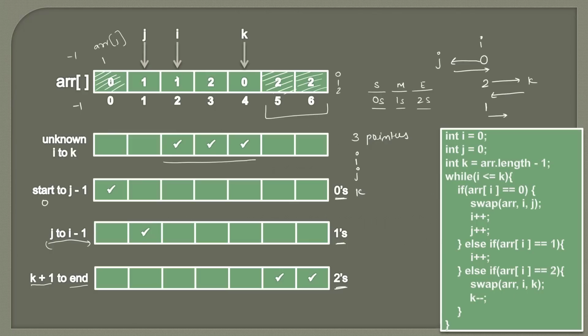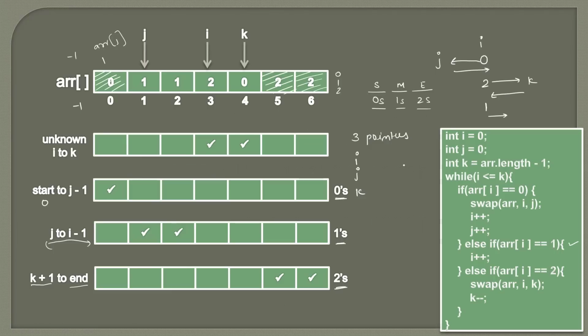So now in this iteration, array of I is 1, which is this condition, so we simply move I ahead. I comes here, this element is known because 1 should be in the middle, so this thing will go away because unknown is from I to k, and I to k is this range. This element is known, we have to put this element here from j to I minus 1, which is these two numbers. So one tick comes here.